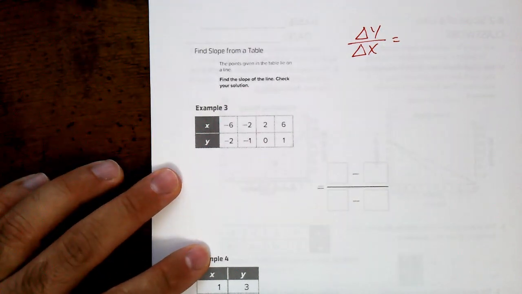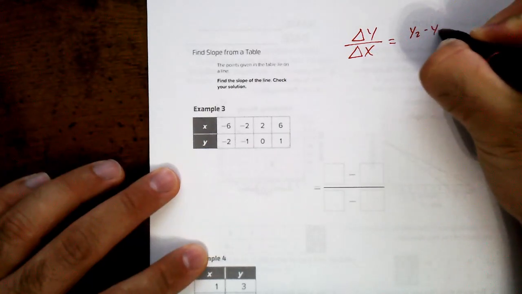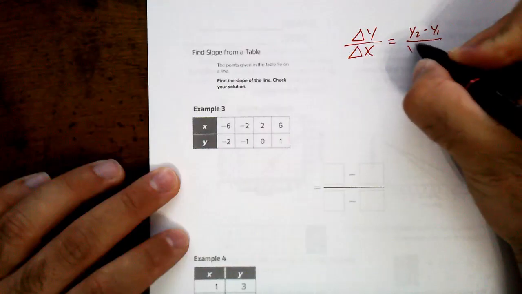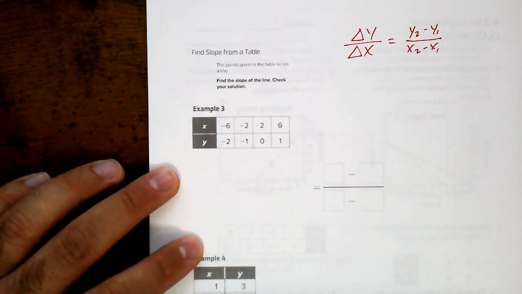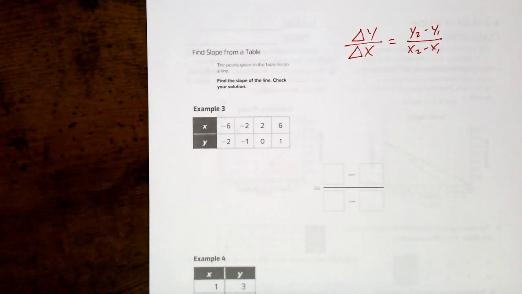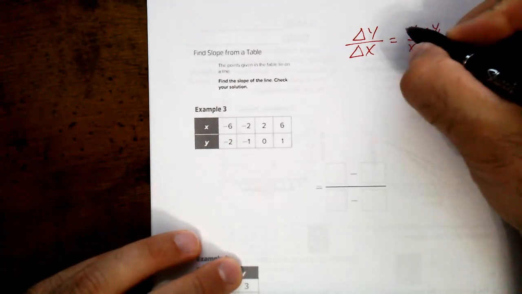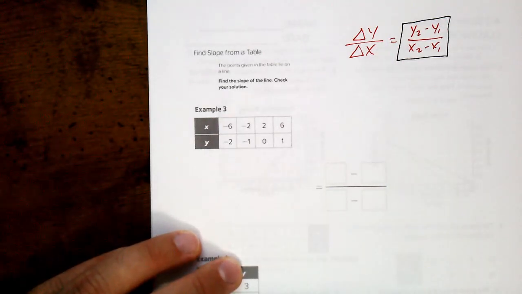What does this mean? We're going to take two y's. We're going to call it y2 minus y1. And we're going to divide it by x2 minus x1. Anytime you are given 2 points or a table or something like that, you're going to use this formula. You need to remember this is going to come up so many times over the next few years of your math career. Okay?